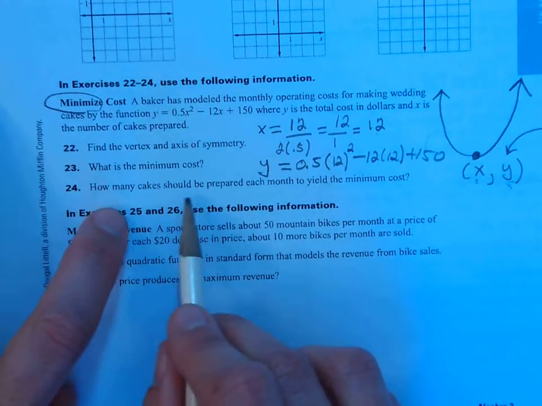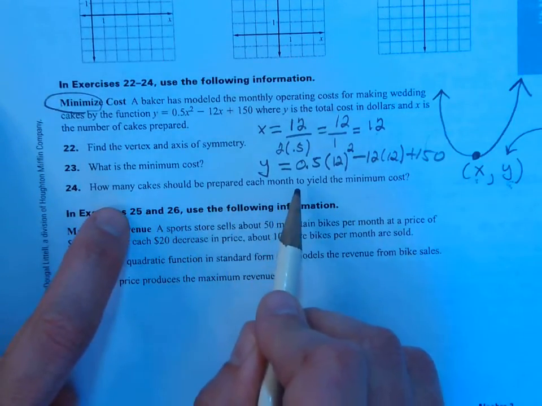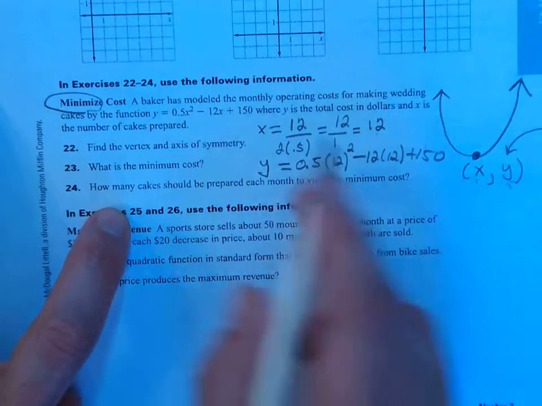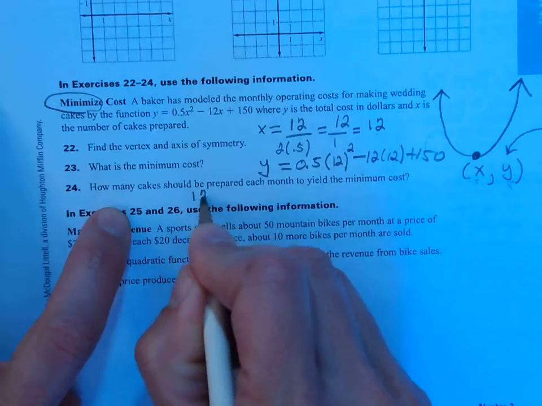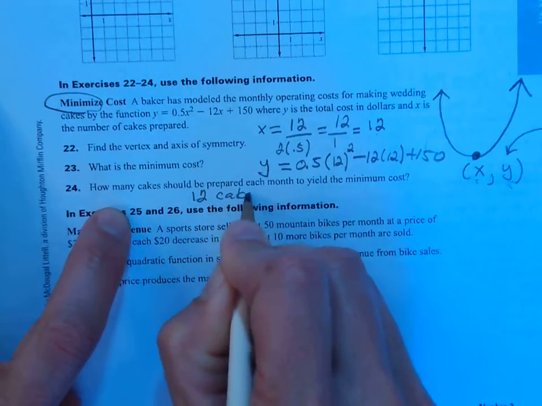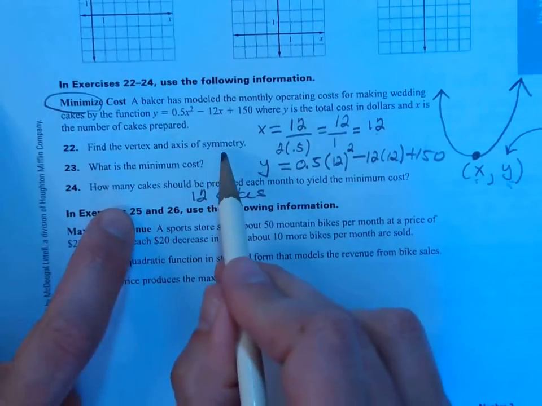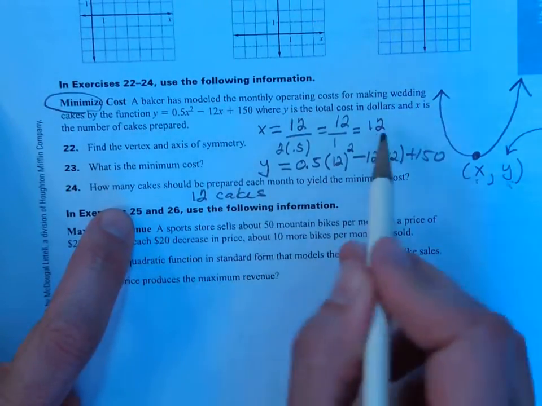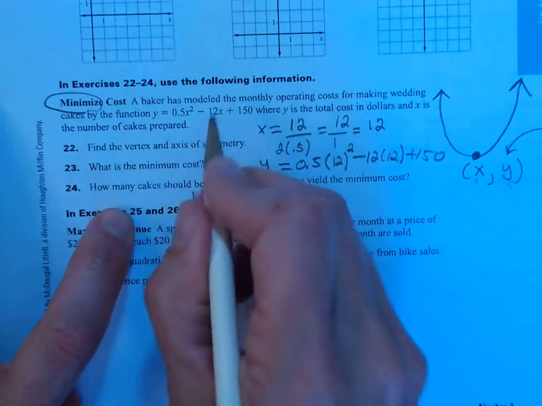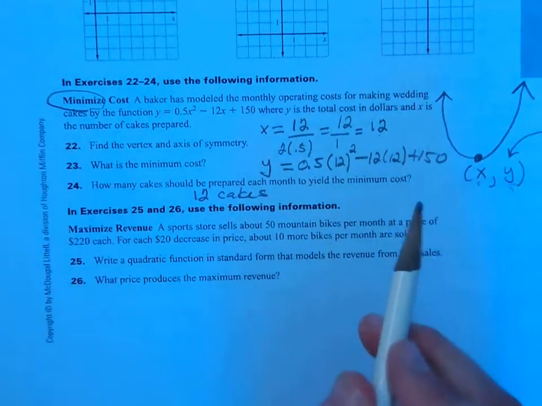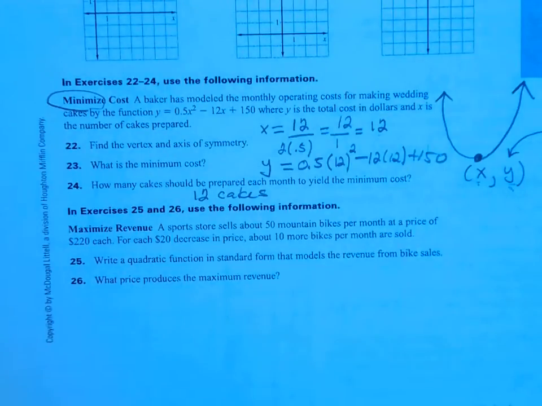So that'll tell us how many cakes should be prepared each month to yield the minimum cost. Well, we already know that's 12. So I need you to answer at least with units, 12 cakes. We found that in part A. The equation of the axis of symmetry is just X equals 12. And then the vertex, you just need to evaluate this for Y to figure that out.